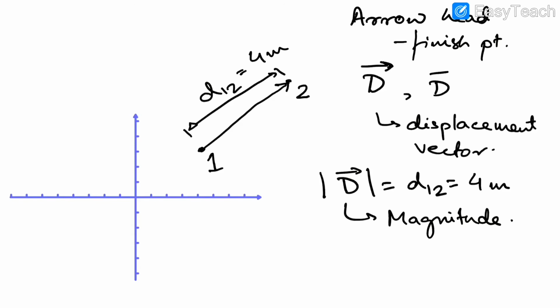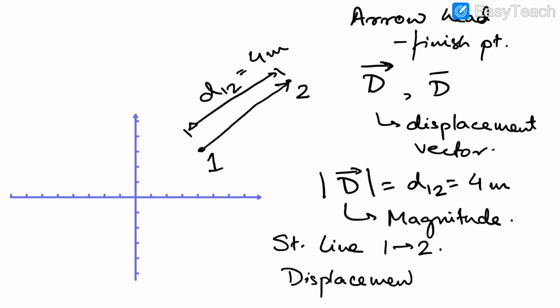Now what is the distance covered? If someone walks on a straight line from point 1 to 2, then the magnitude of the displacement and the distance covered will be equal. Okay, a very important point. We'll move ahead with another example: you already know about speed, right?